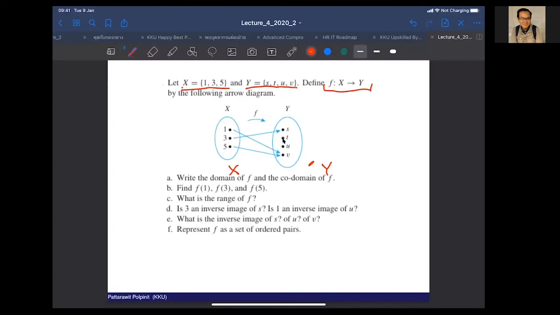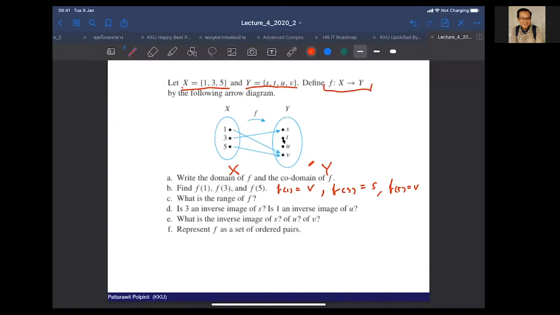Let's see here. B, can you find f(1), f(3), and f(5)? So f(1) is basically, if we substitute f with 1, what you get is the value in set Y which has the link to number 1 in X. So f(1) would be equal to V, f(3) would be equal to S, f(5) would be equal to V. Okay. Next, what is the range of f?